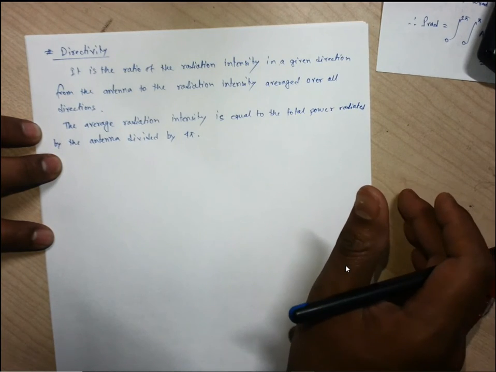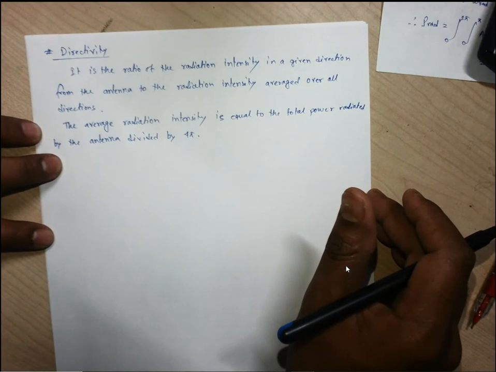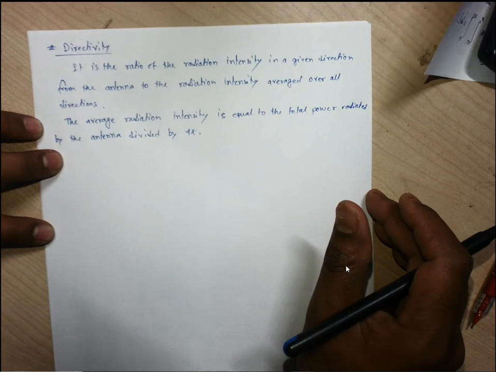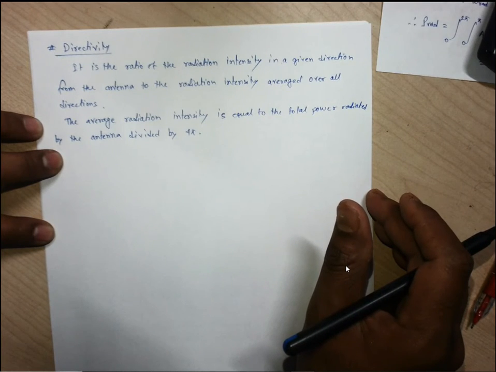So if it is a non-isotropic source, we need to consider the ratio of its radiation intensity in a given direction over that of an isotropic source. Then this denominator will be considered as an isotropic source, the reference antenna with which we are comparing our radiation. So I am just writing that one.